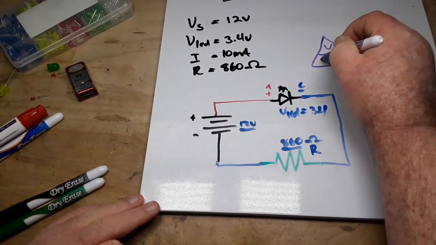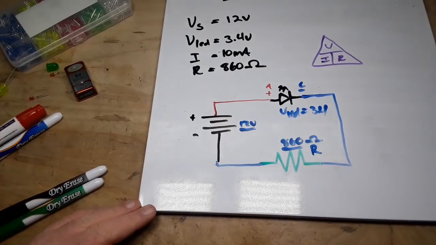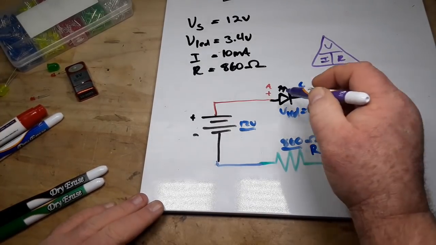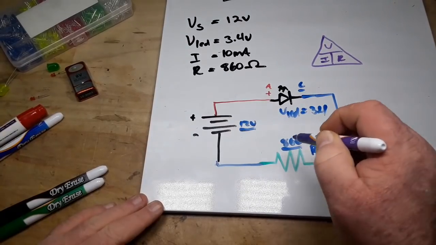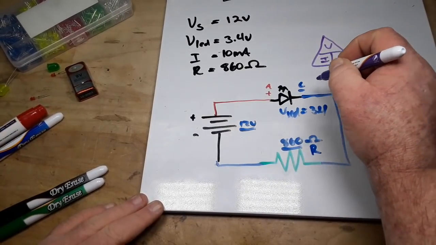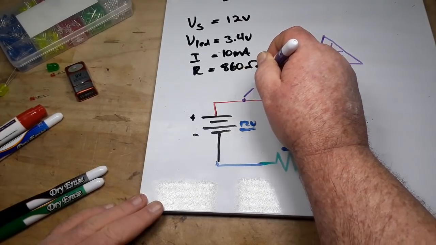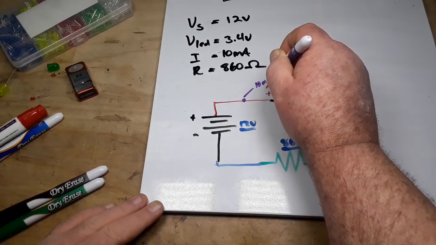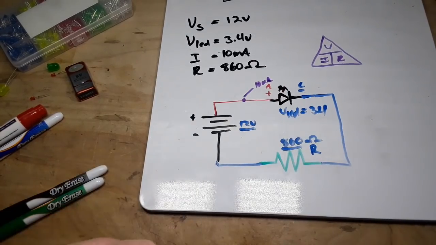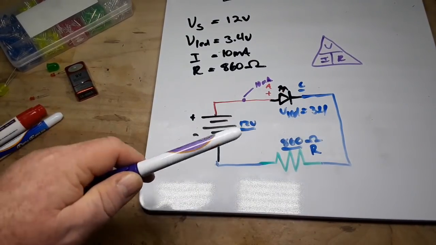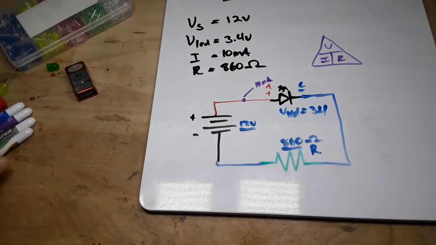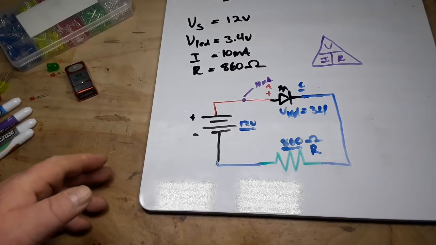V equals I over R, at any point we measure in this circuit, let's say we measure this point right here, we are going to get 10 milliamps. Is it going to be exactly 10 milliamps? Probably not. Why? Manufacturing tolerances in products are not exact, but it's going to be close. Let's say it's going to be between 8 and 12 milliamps, which is going to be just fine.